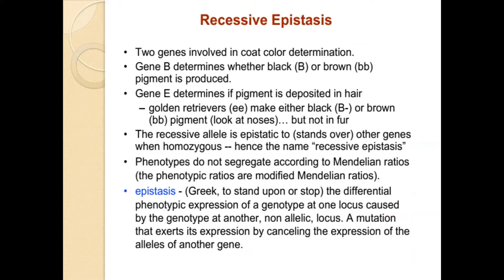So, in summary, two genes are involved in coat color determination. Gene B determines whether black or brown pigment is produced. Gene E determines if the pigment is deposited in the hair. If pigment is not deposited in the hair, they are not able to show any kind of color, and they will produce the golden character. So E determines if pigment is deposited in the hair, and whether the pigment is black or brown is determined by gene B.